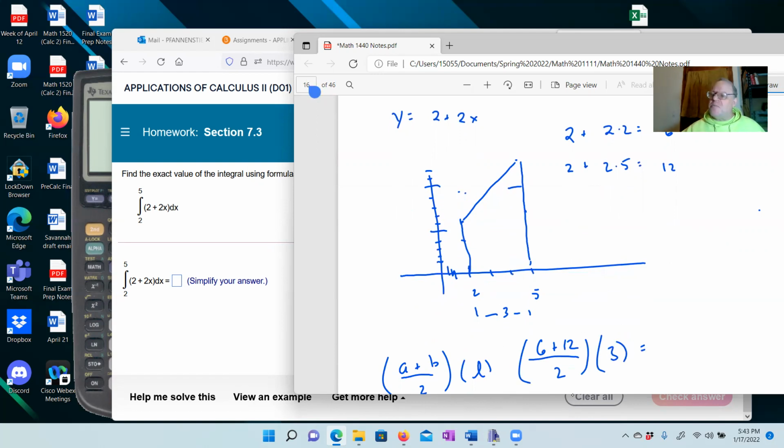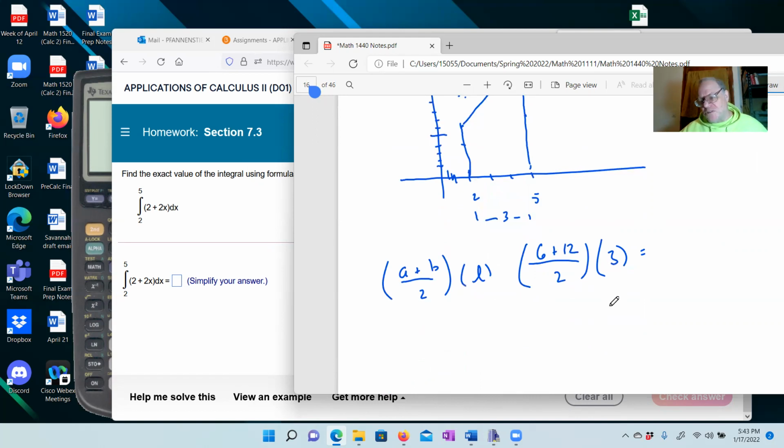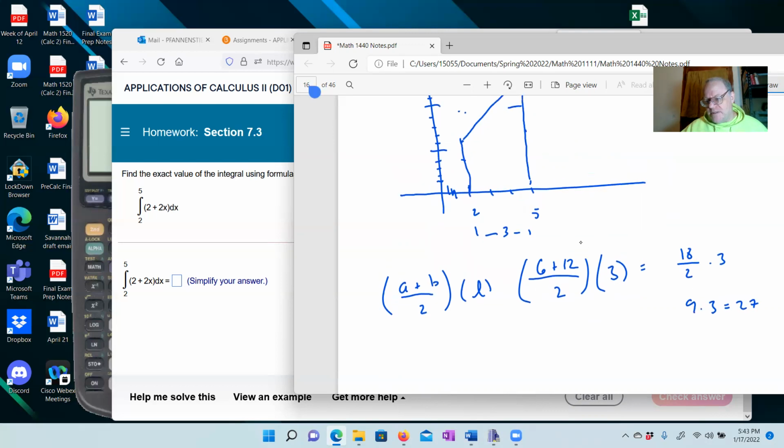If I ask you one like this, I'm inclined to give you the area of a trapezoid. I won't give you the area of a circle. You should know that, but I am likely to give you the area of a trapezoid. So this is going to be 18 divided by 2 times 3. That's 9 times 3, which is 27. And that's what they want you to do.